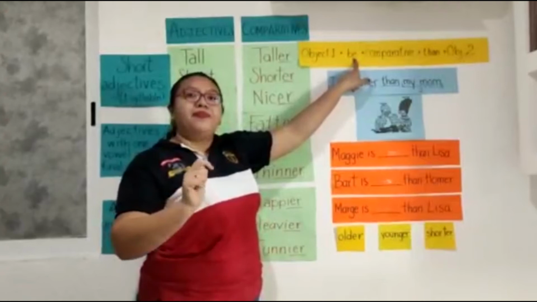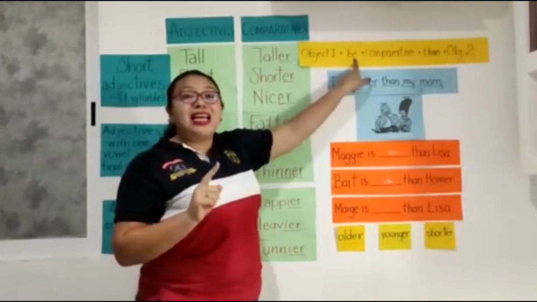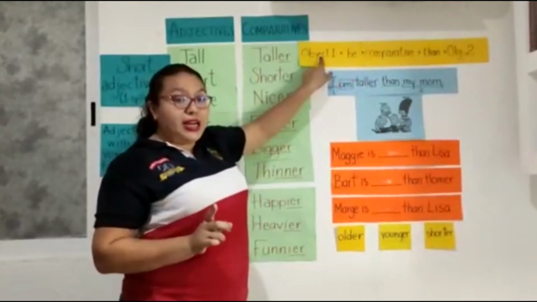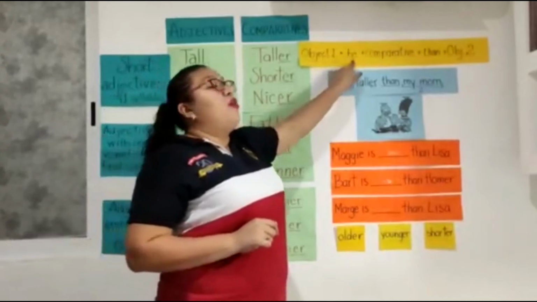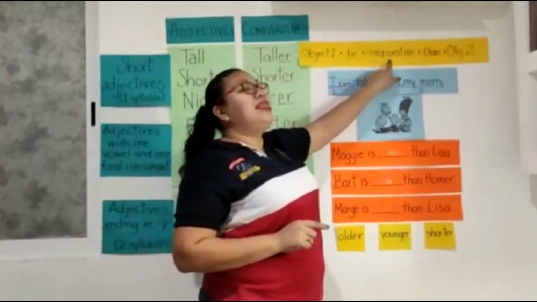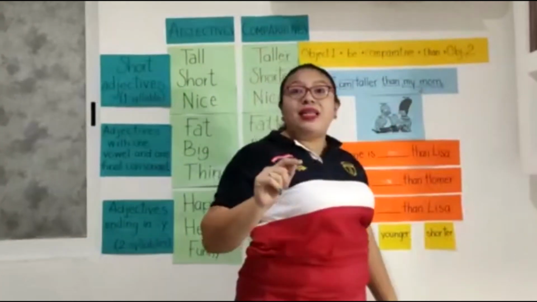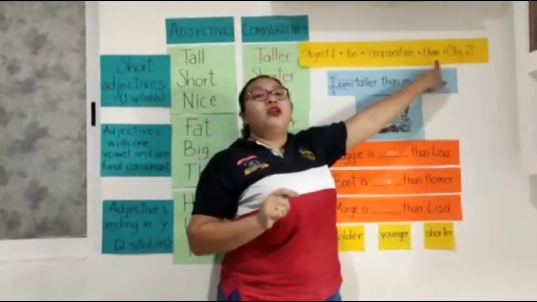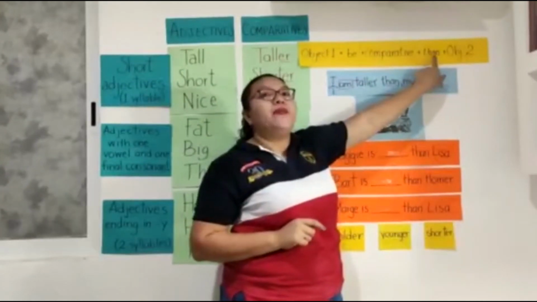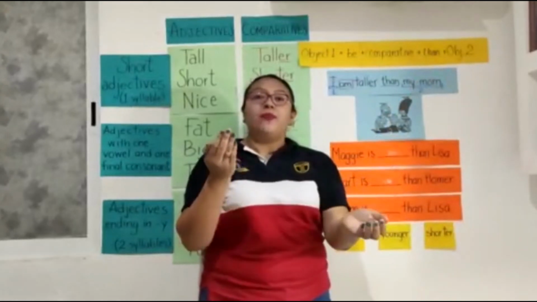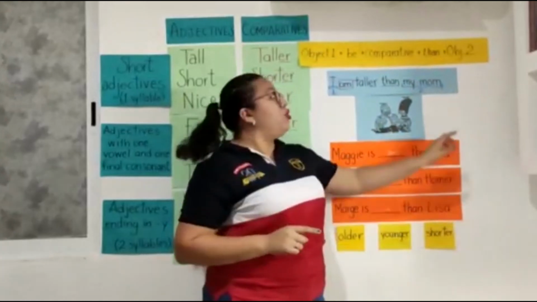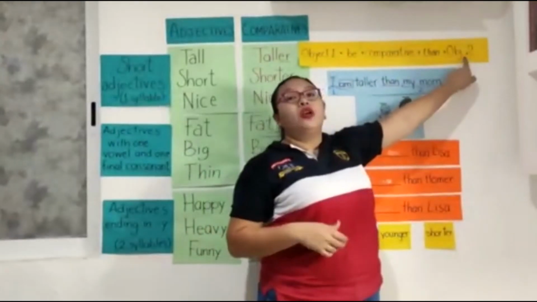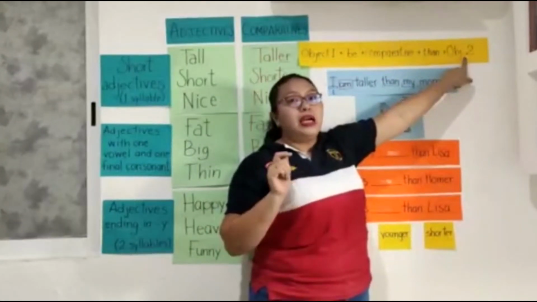Yes. Am, is, are. Remember that the verb to be is going to depend on the person or the object that you are using here. This is very important. When you have the verb to be, you need the comparative. Remember that these are your comparatives. Okay? Then we need to include the word than. This is really important. Every time that you are comparing two things, you need to include than. And finally, at the end, you need to mention the object number two.